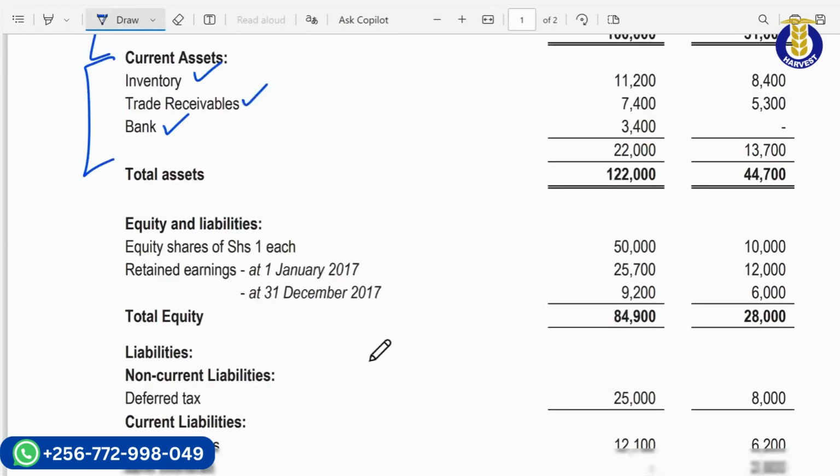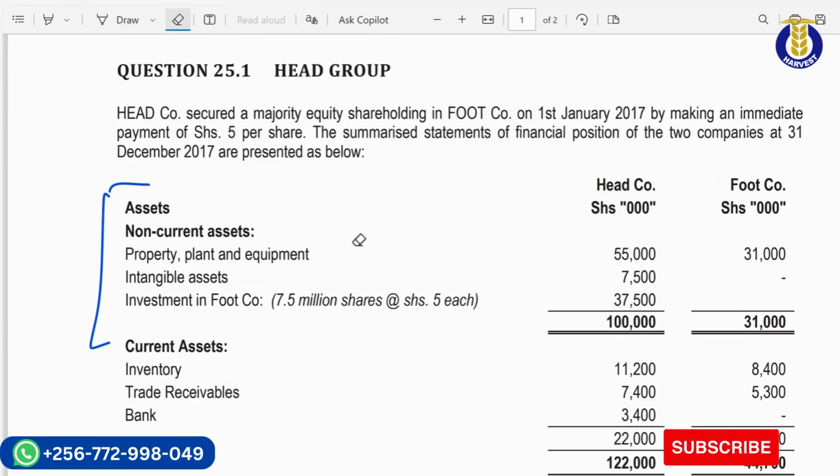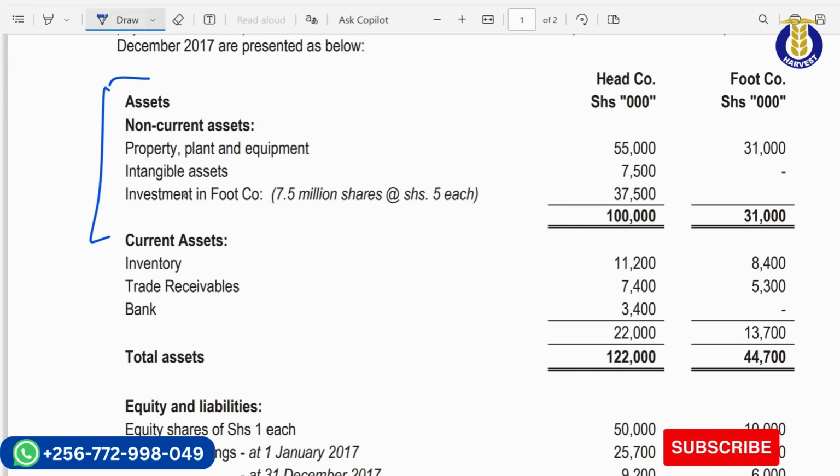For avoidance of doubt, I want to show you where I've picked my figures. Coming back to our question, you will see that the inventories of head company are 11.2 million and the inventories of foot company are 8.4 million. So you pick up those figures as they are and you take them to your computation schedule.